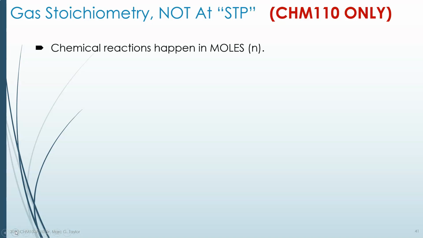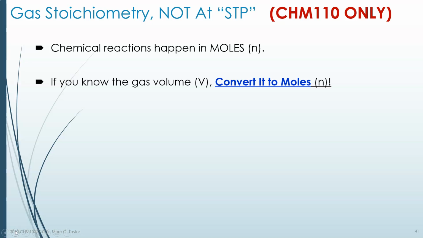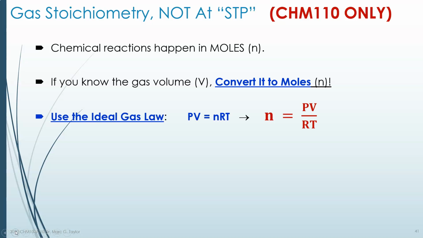And remember, reactions happen in moles, so we must be dealing with moles. If we know the volume of a gas, we need to convert it to moles. And when it's at STP, that's a very easy conversion. We know that 1 mole of gas is equivalent to 22.4 liters. So it's a quick conversion from liters to moles or moles to liters. But at non-STP, you have to calculate it yourself, and we use the ideal gas law to do that.